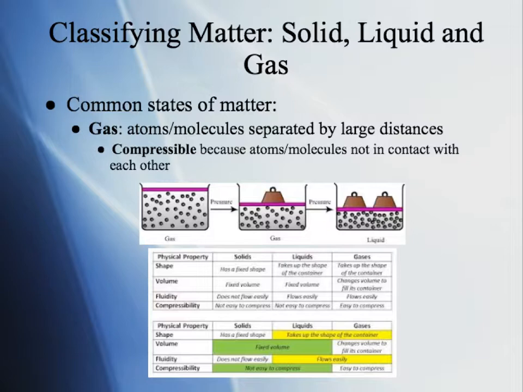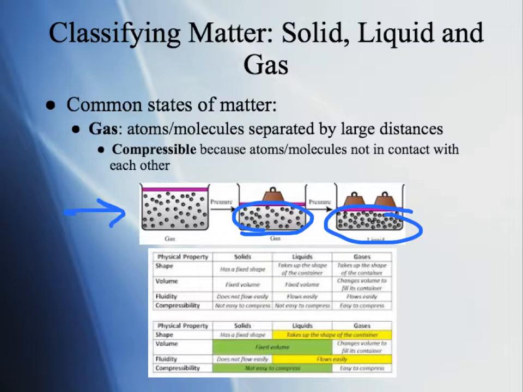We can see here in this picture a container with gas molecules that are spread out. We can put a weight on top to compress them so that they are closer together in this picture, and we can put two weights on top so that they're even closer in this picture. Maybe even so close that they condense down into what we call a liquid state of matter.